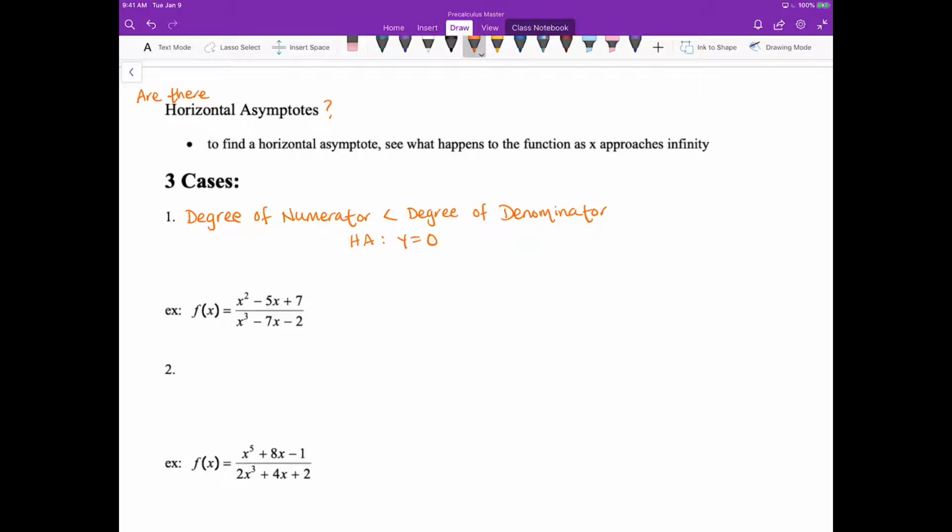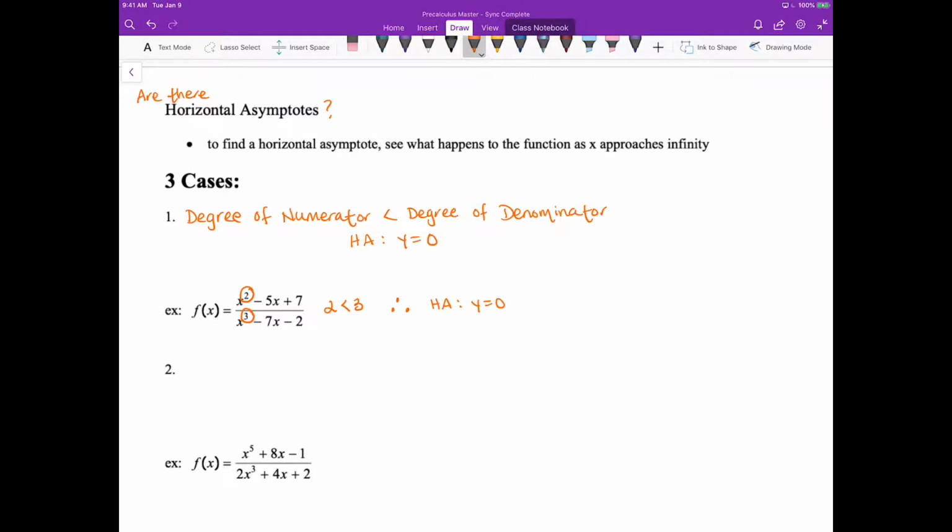So you see here in this example, the degree of the numerator is less than the degree of the denominator. 2 is less than 3. So therefore, there's a horizontal asymptote at y equals 0.